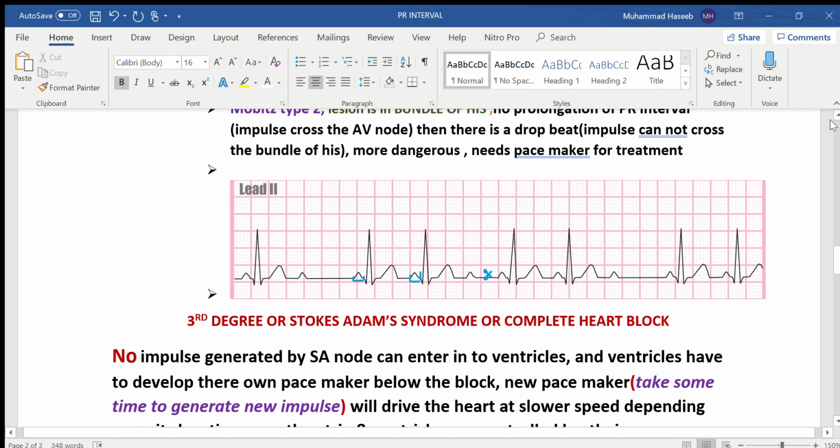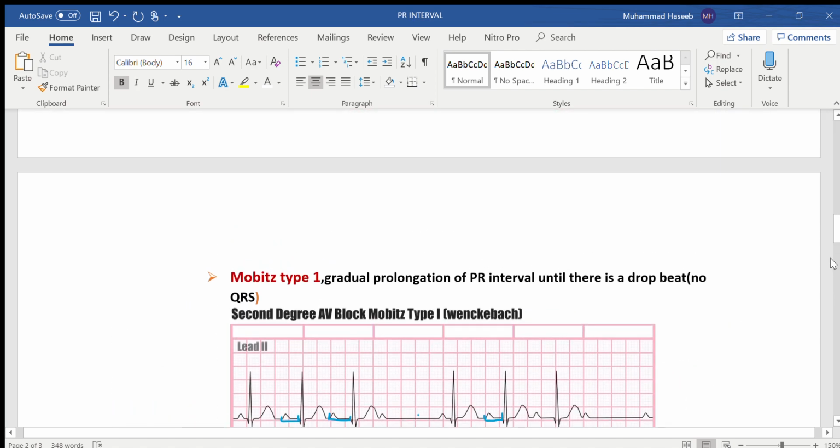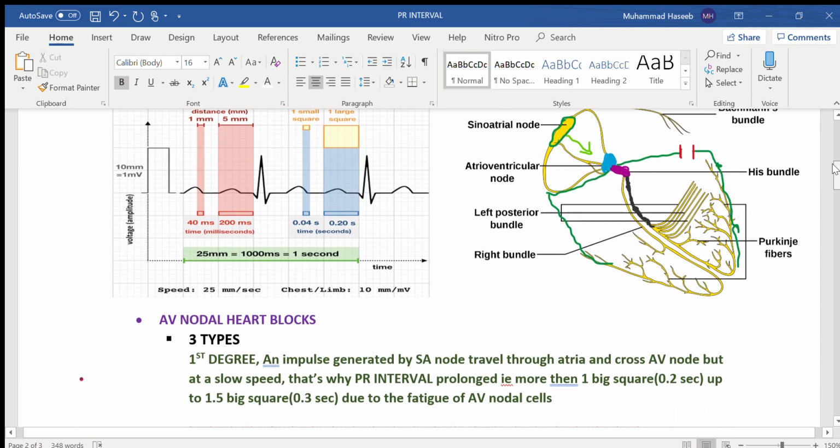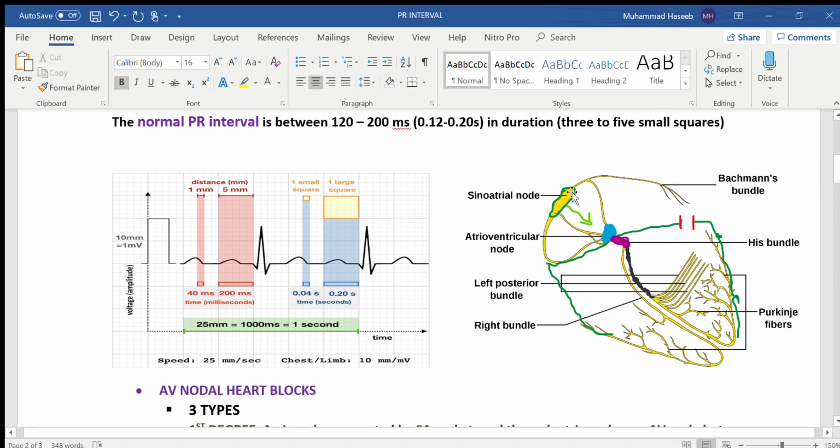First of all, the first degree heart block. In the first degree heart block, the impulses generated by the SA node become slow. Their speed will become slow, and once they enter into the AV node, the crossing time within the AV node will be more than the normal.